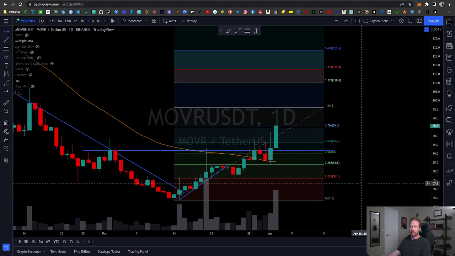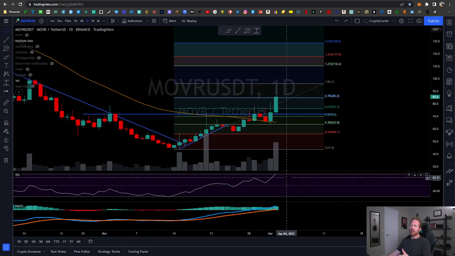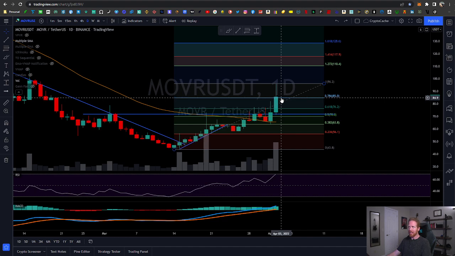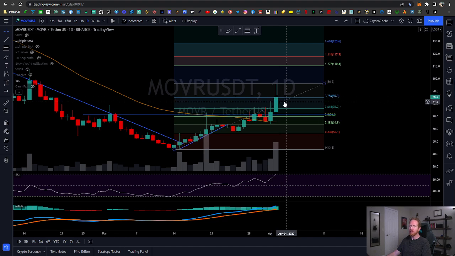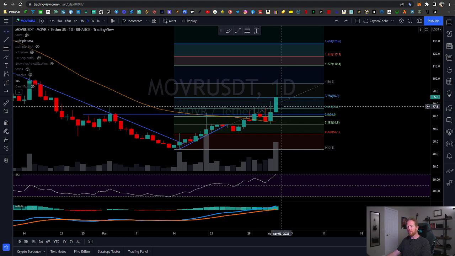Or sorry, the 50. That's the 50-day SMA. Looking at the RSI, we can see 70 getting tested right now, which is fairly synonymous with $85 on this Fibonacci retracement level. So I would speculate that if we can't get a one-day candlestick close above $85, that could potentially work as a resistance moving forward.